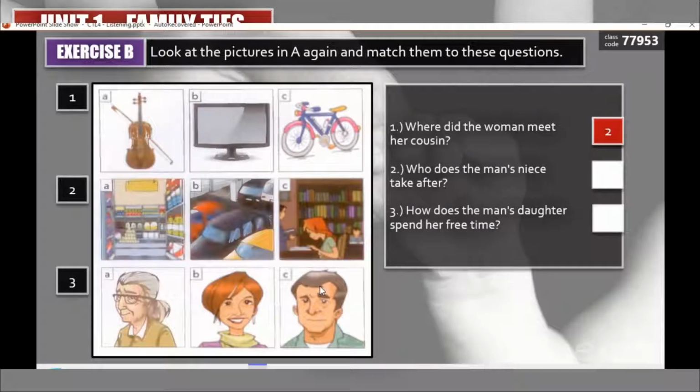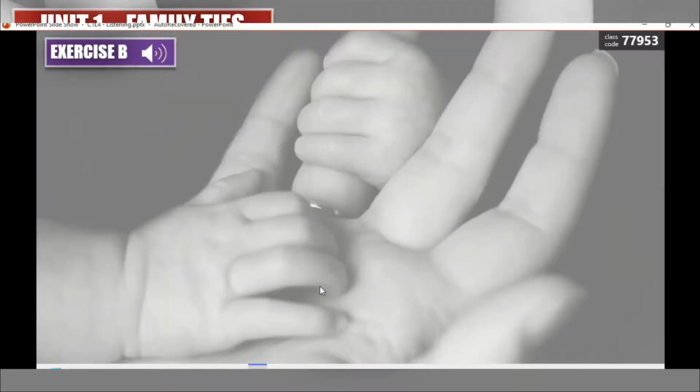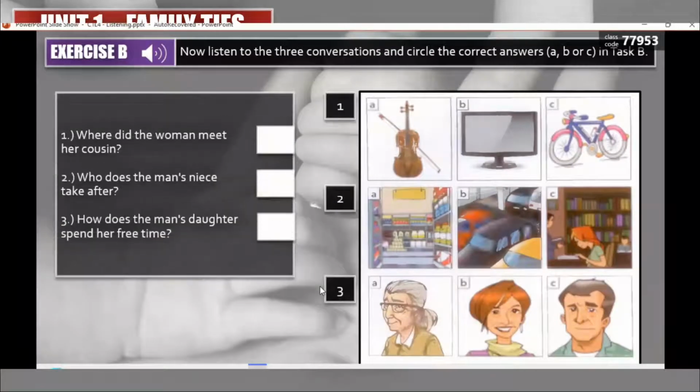Where did the woman meet her cousin? Okay, it's referred to picture 2. Who does the man's niece take after? We are referring to the person and the answer should be in 3. How does the man's daughter spend her free time? The answer should refer to all pictures in picture A. Exercise B. Now, listen to the 3 conversations and circle the correct answers A, B, or C in task B.